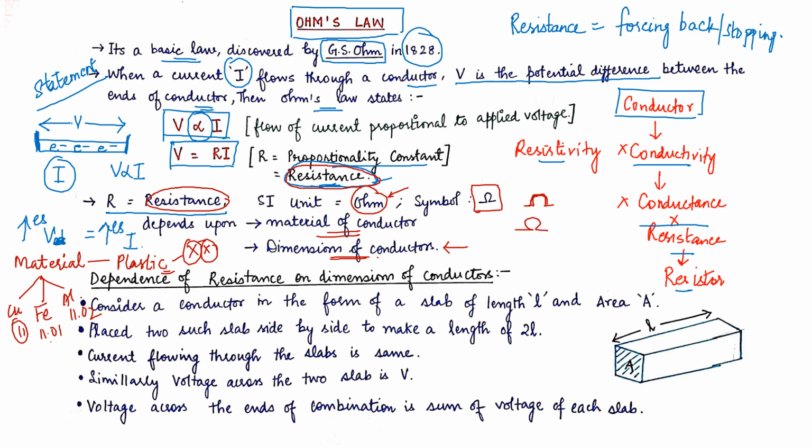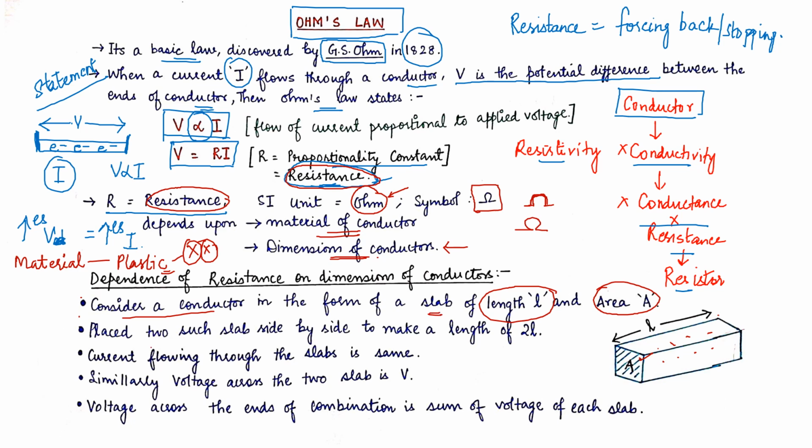We'll see. First is the dependence of resistance on the dimension of the conductor. For that, we'll do a little experiment and derive it. Once we derive it, the concept will become extremely clear. So just see, we are considering a conductor like this. We have considered the cross-sectional area as A and the length of the conductor as L. It is a rectangular one, so we can call it a slab.